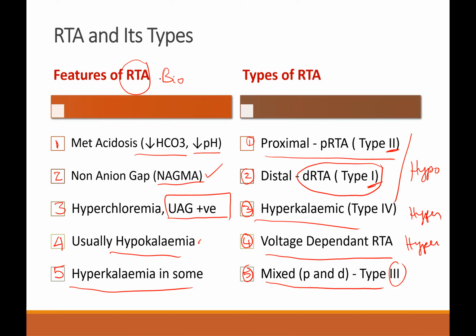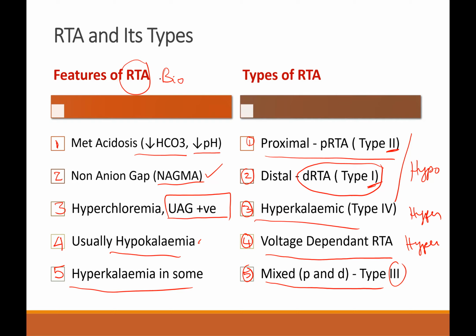So, RTA is a metabolic acidosis. Bicarbonate is lower. pH, because it is acidosis, is lower. Carbon dioxide tension also is lower. It is a non-anion gap type of acidosis. That means the chloride and bicarbonate have to adjust between themselves. So because the bicarbonate has come down, the chloride has to be more.